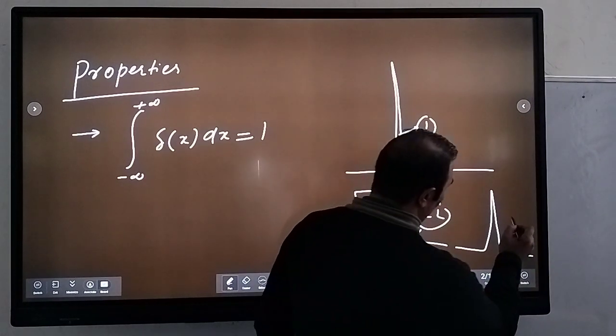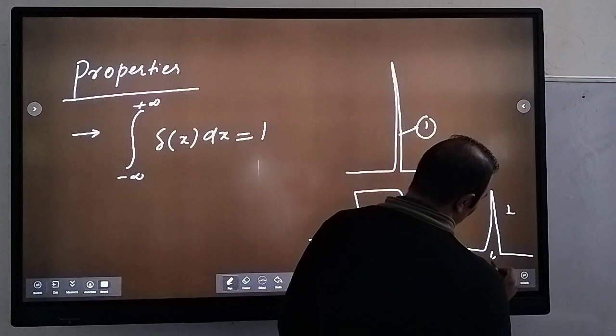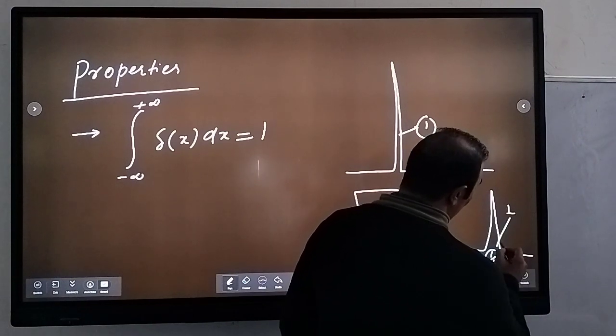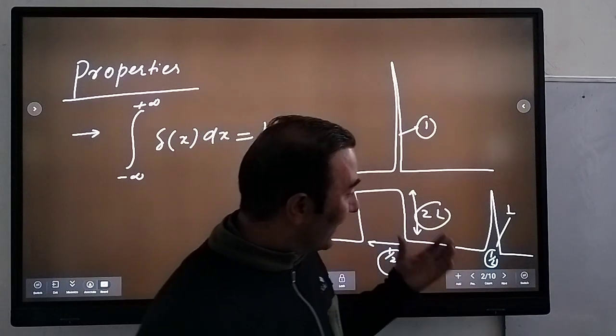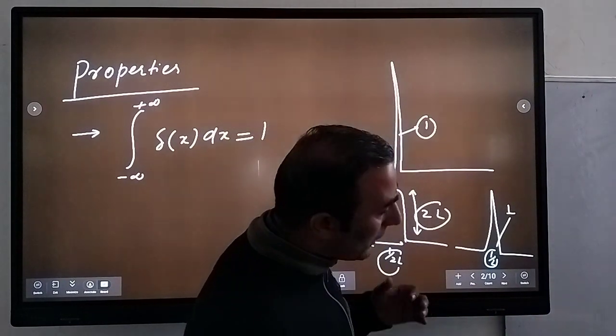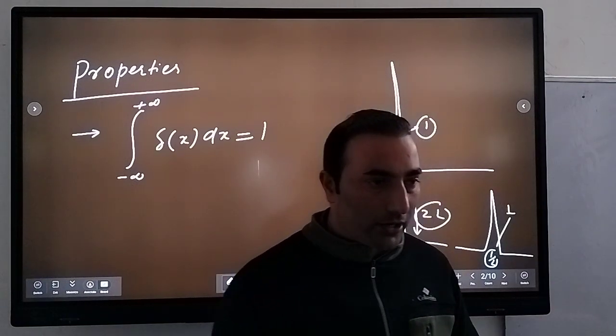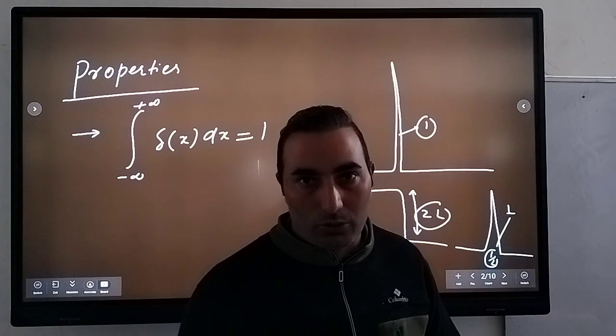Like if the height of this peak is some L, then the width will be 1 by L, right? So overall the product of this width and the height should be equal to 1. Then those functions behave like Dirac delta functions. So every function behaves like a Dirac delta function, provided that the width goes to 0.